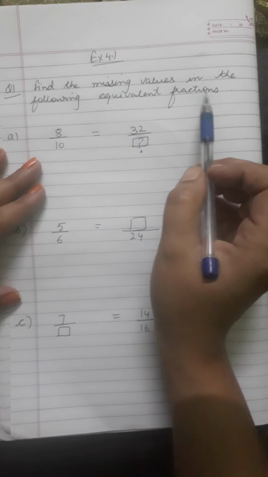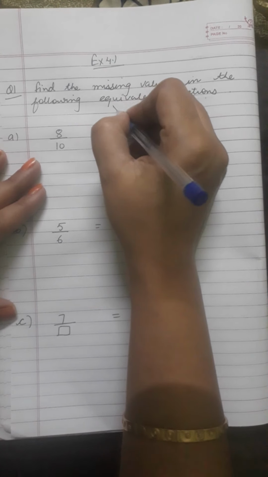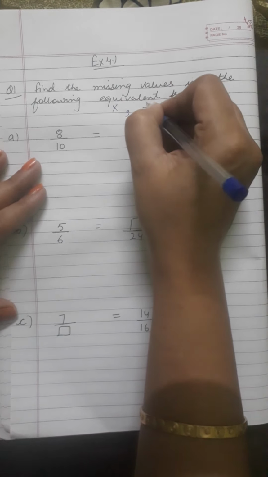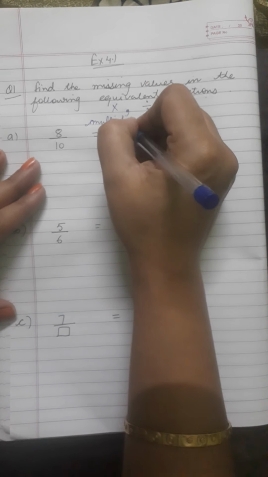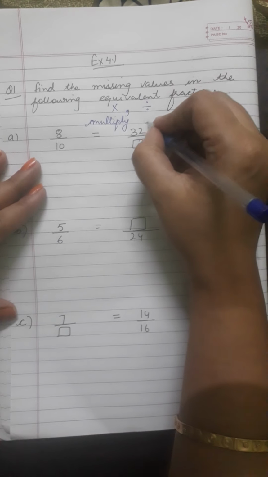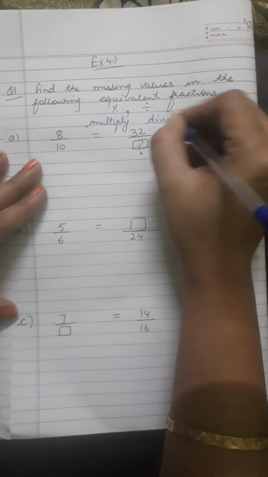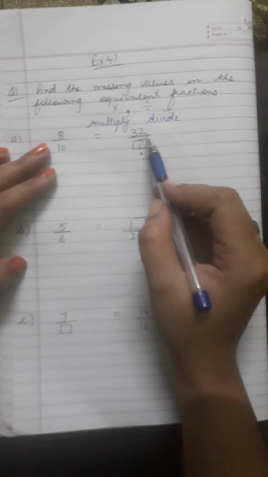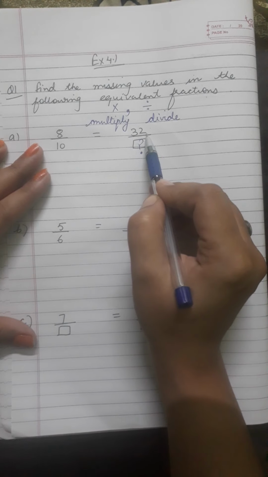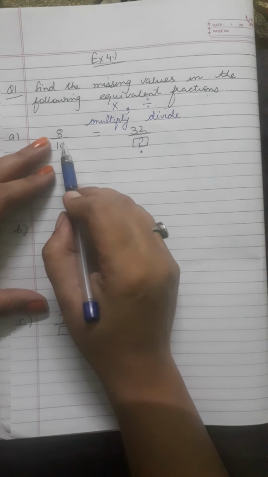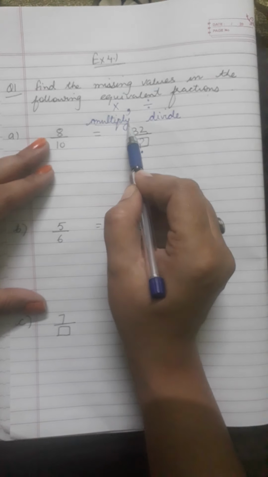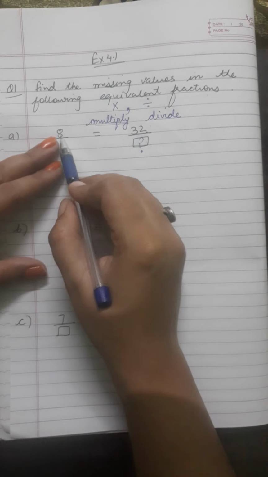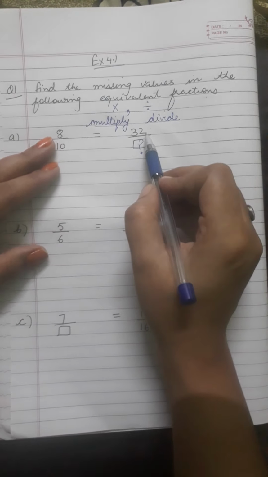To find the equivalent fractions, we have only two options. Either we can multiply, or we can divide. So if the number on the right hand side is greater than the number on the left hand side, it means we have to multiply. Here 8 is there and here 32 is there. On the right hand side the bigger number is there, so it means we have to multiply.